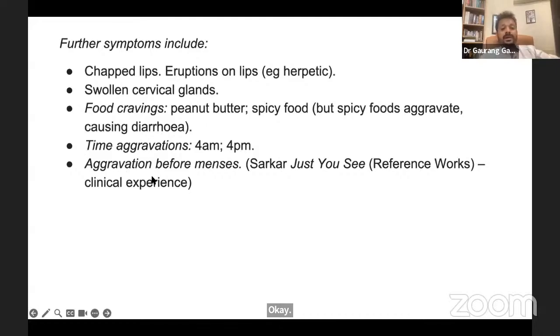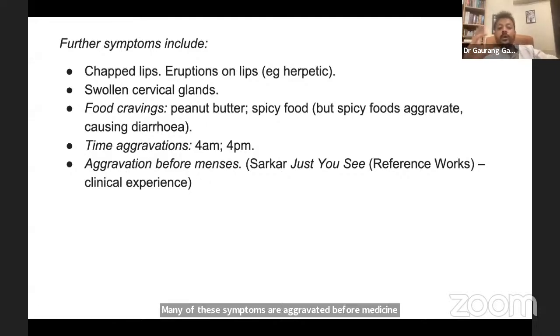Many of these symptoms are aggravated before menses, and that's why you can think about remedies like folliculinum. In folliculinum, we normally always look at symptoms aggravated before menses. Many lac caninum, lac defloratum, mammal remedies have indications of symptoms aggravated before menses.